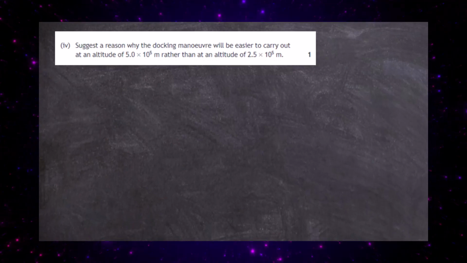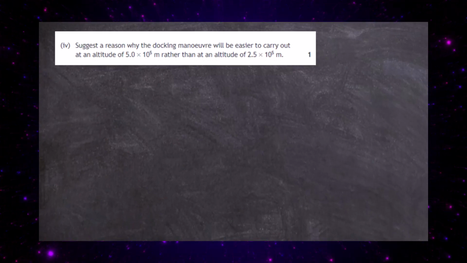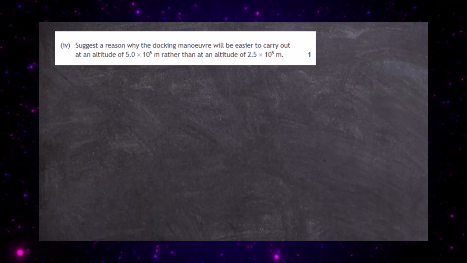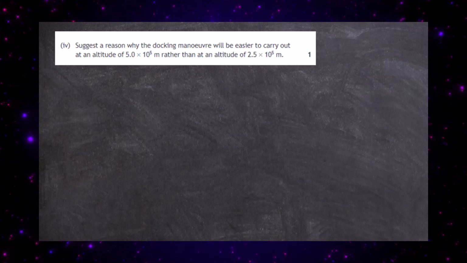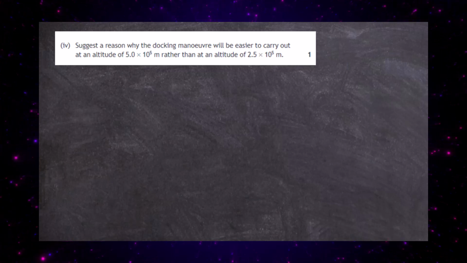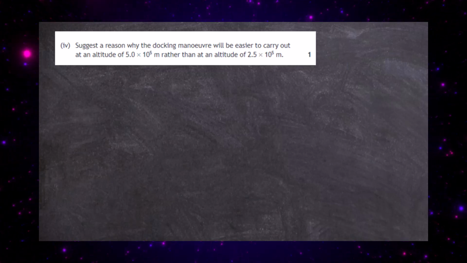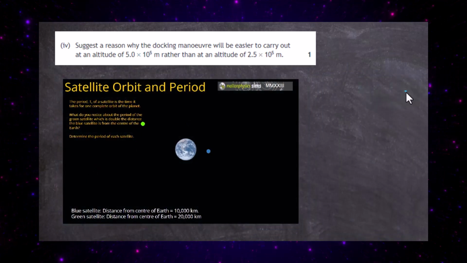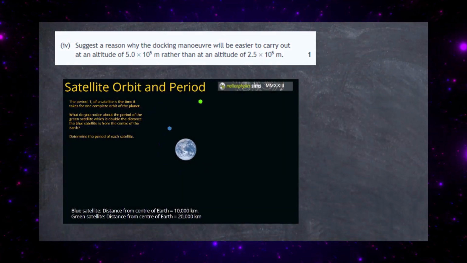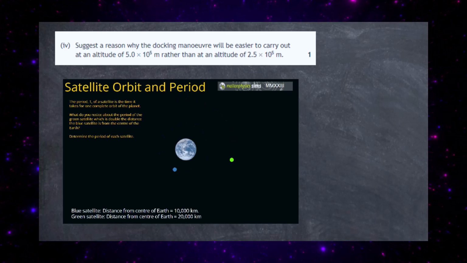Part 4 suggests a reason why the docking manoeuvre will be easier to carry out at an altitude of 5 times 10 to the power 5 meters rather than an altitude of 2.5 times 10 to the power 5 meters. And it's for 1 mark. Well, quite simple. If we look at this little movie here, you can see that if you're in a higher orbit, you're going to go at a much slower tangential speed.